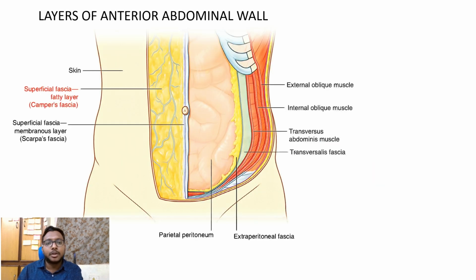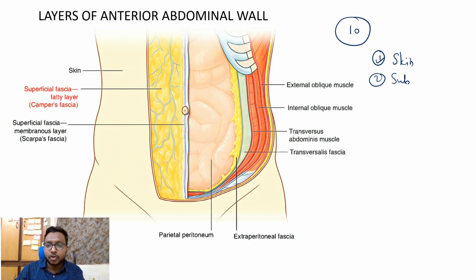Okay, right. So we need to understand the layers of the anterior abdominal wall to understand more about the inguinal canal. There are 10 layers in the case of the anterior abdominal wall. I'll just list them out here. The first one is skin, then subcutaneous tissue.